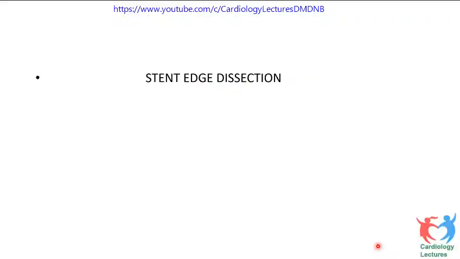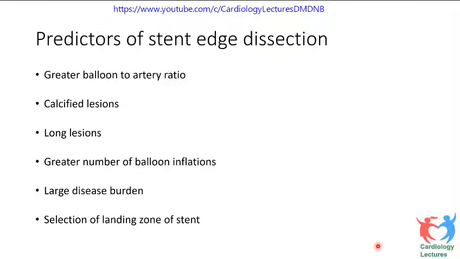And coming to a very important part of dissection, stent edge dissections. So what is important in this? Most of the time, our problems, that is stent failure, stent thrombosis, are all because of stent edge dissections, which are not clearly recognized. And reasons for that are a greater balloon to artery ratio, a calcified lesion, a long lesion, plenty of balloon inflations, and large disease burden. And very, very important is selecting the landing zone.